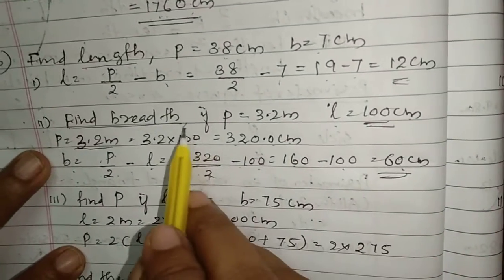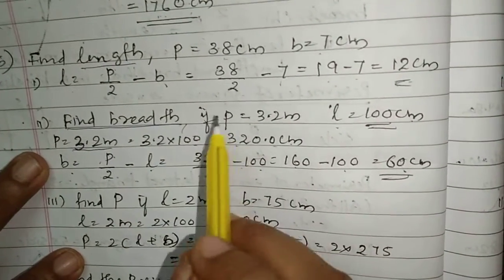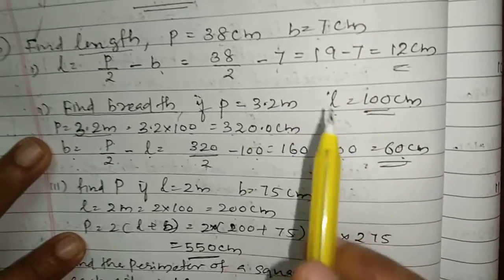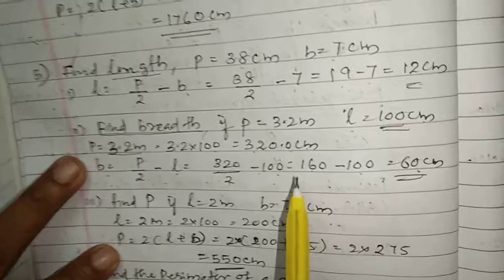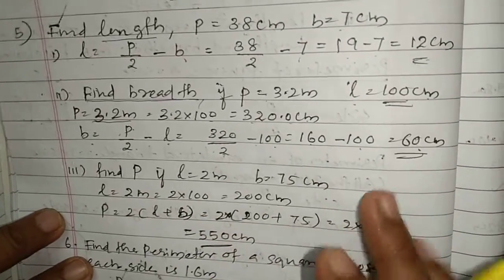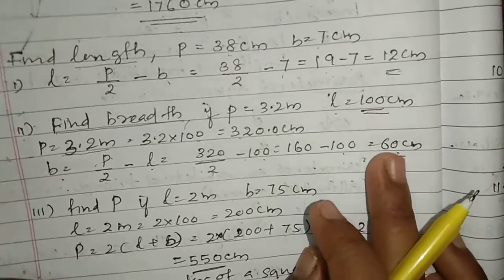So always check the given. It is very simple, but always remember that the given measurements are within the same unit. Otherwise make them the same unit, then only you can do the calculation. Just like that, you have to complete the fifth question. Some of the questions you have to do yourself. I will give it as homework.